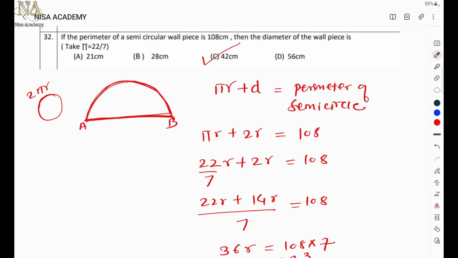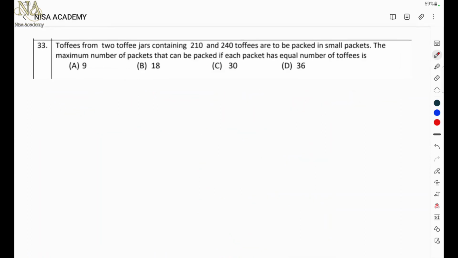Next problem. Question number 33. Toffees from 2 jars containing 210 and 240 toffees are to be packed in small packets. The maximum number of packets that can be packed if each packet has an equal number of toffees is. So there are 2 jars, where one jar has 210 and the other has 240. You are making small packets with an equal number of toffees, and they are asking how many such packets can be packed.